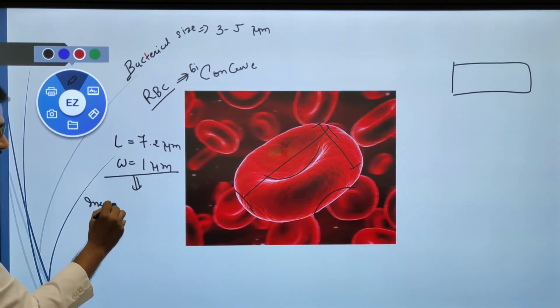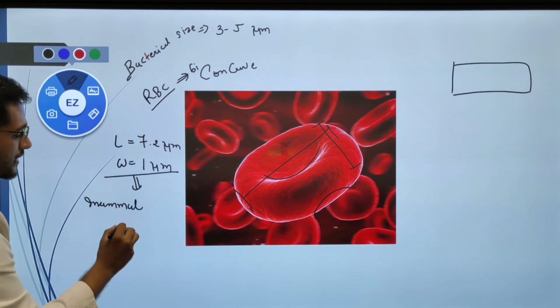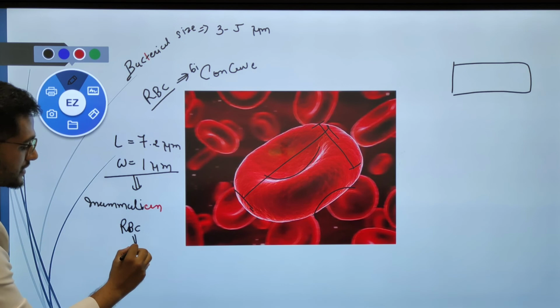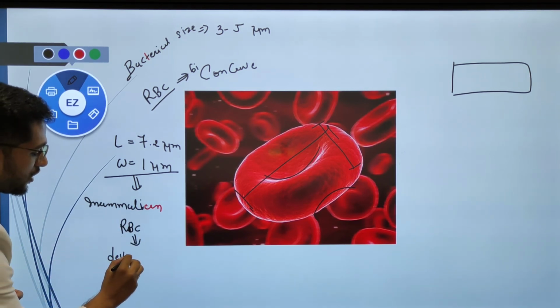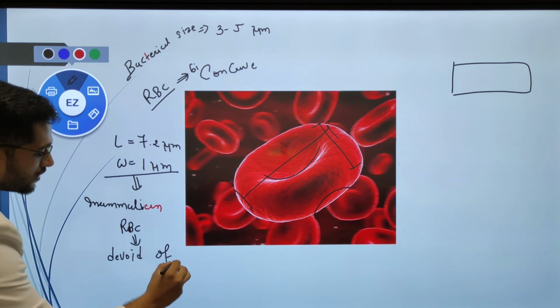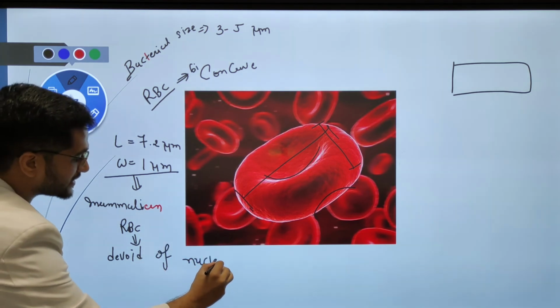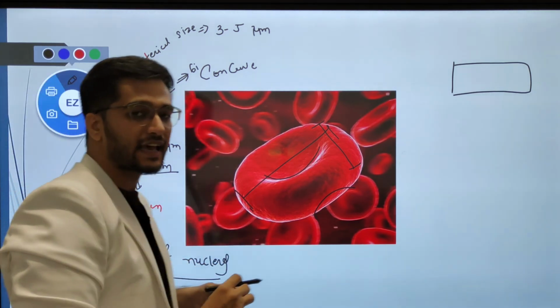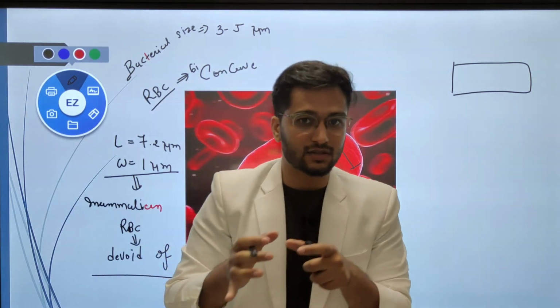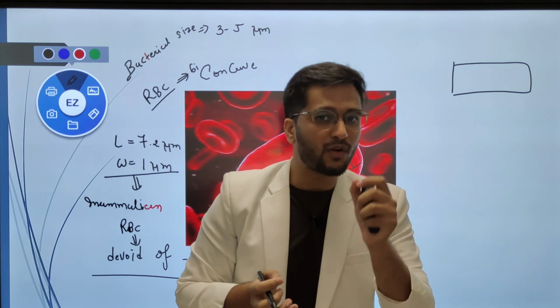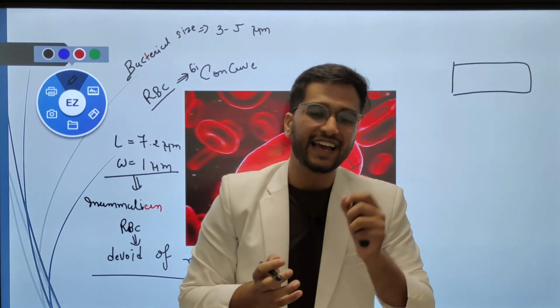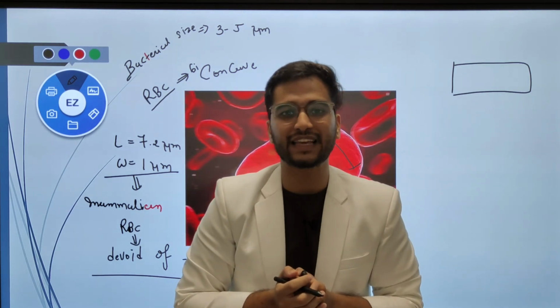One very unique feature of mammalian RBC is that it is devoid of a nucleus. So the examiner can ask which cells do not have any kind of cell nucleus. You have two examples: one is the RBC of mammals, and the second one is the sieve tube cell in the angiosperm.